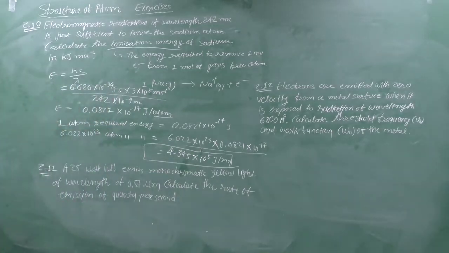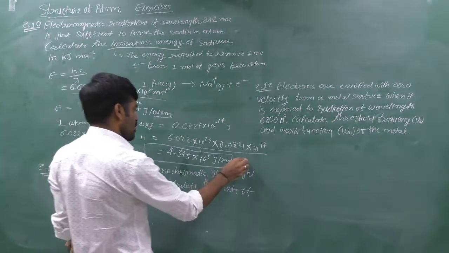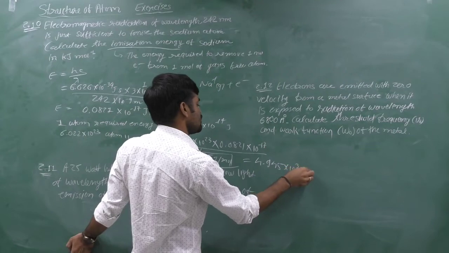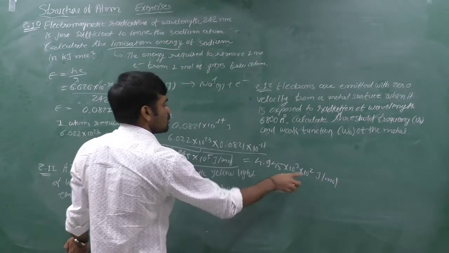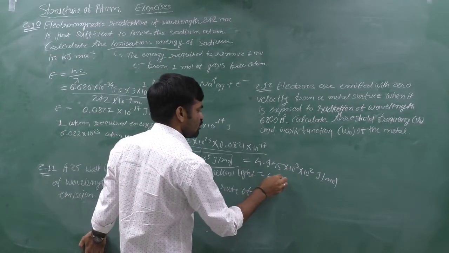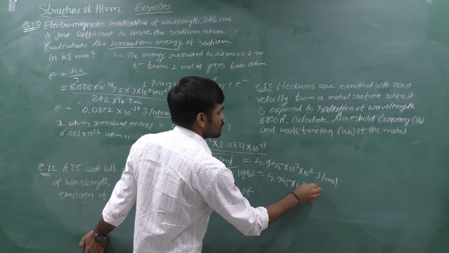But here it is kilojoule per mole. Now we can convert joule into kilojoule. Kilo means 10 raised to 3. તો આને હું આમ પણ લખી શકું 4.945 into 10 raised to 3 into 10 raised to 2 joule per mole. 5 power ને મેં અલગ કર્યા. 10 raised to 3 means kilo. 10 raised to 2 kilojoule per mole.